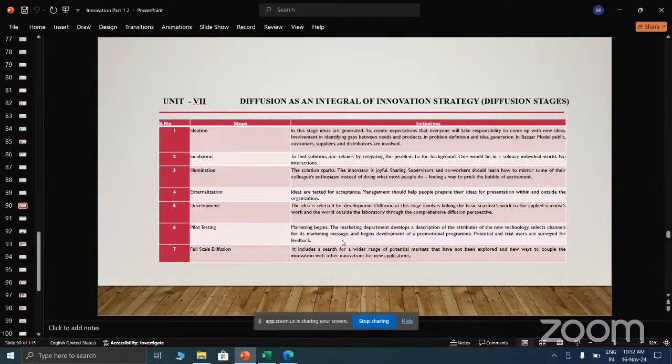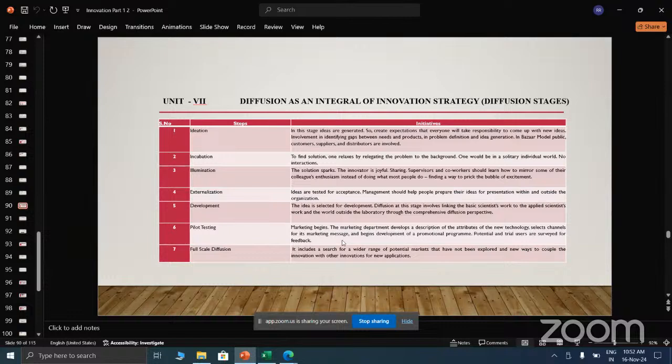So the marketing development department develops a description of the attributes of the new technology or the product, and selects channels for its marketing message. The selected channels are required for the marketing messages, and then it begins to develop promotional programs. Promotional programs may include the 4 Ps and 7 Ps, including where to put the product, the placing of the product in the retail sections and other things.